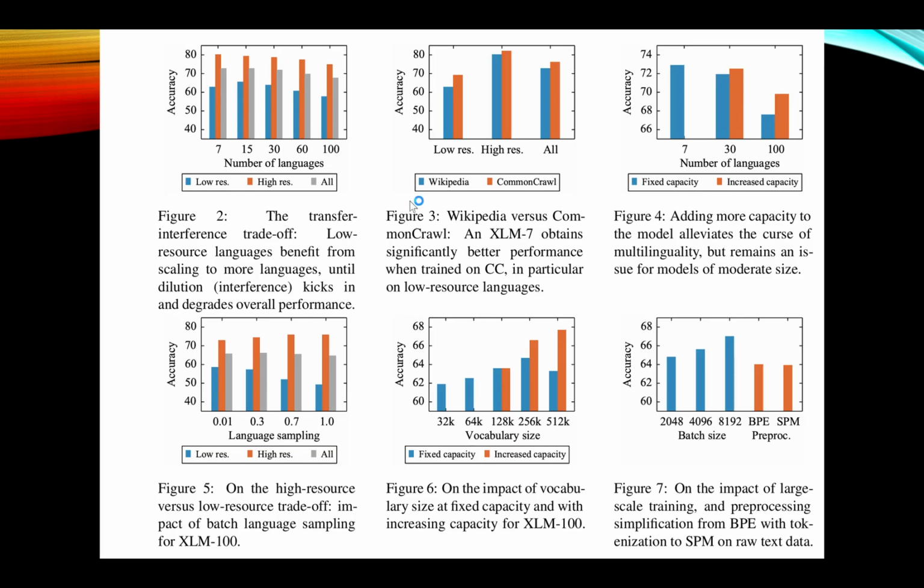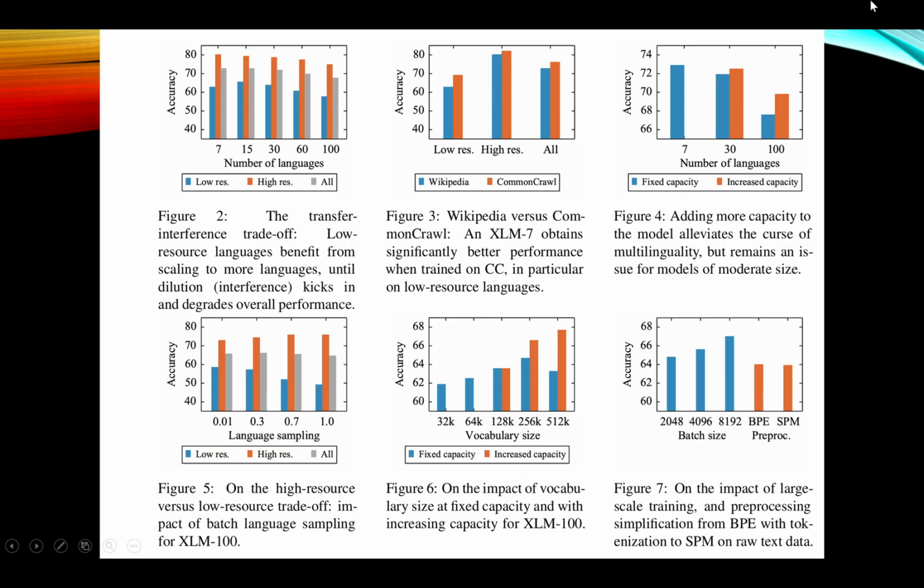Similarly, it shows the overall accuracy for low resource, high resource, and all. If we compare Wikipedia and CommonCrawl, with Wikipedia the accuracy was small for all of them, and when we use the CommonCrawl data, the overall accuracy itself increases, which shows that just changing the dataset gives us a much better result.